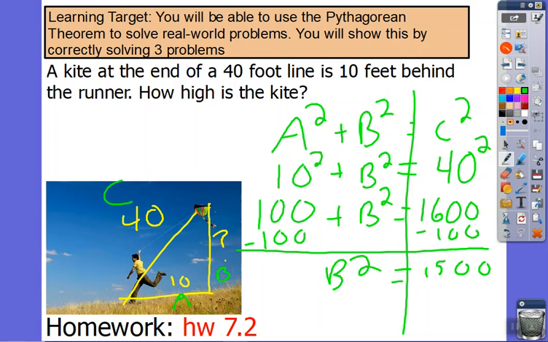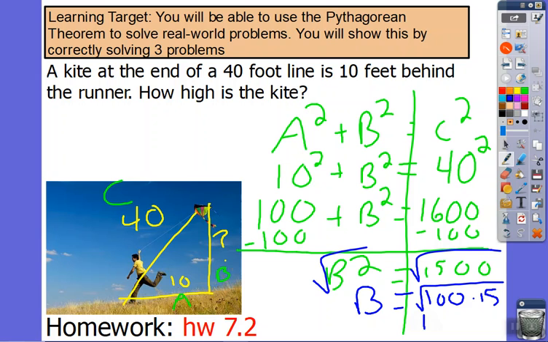I'm going to do the opposite of the square, which is the square root. And I'm going to look at what goes into 1500. So that is 100 times 15. What makes 100 is 10 times 10, and the 15 can stay right there. So our final answer is 10 radical 15.